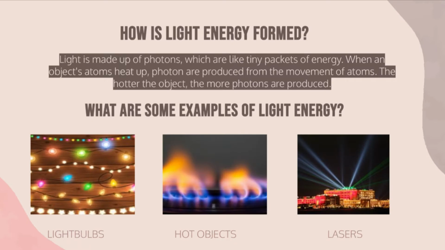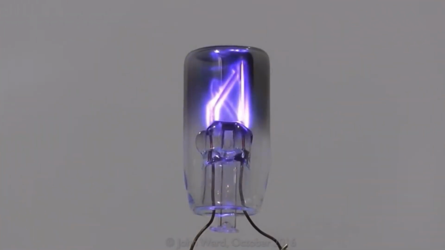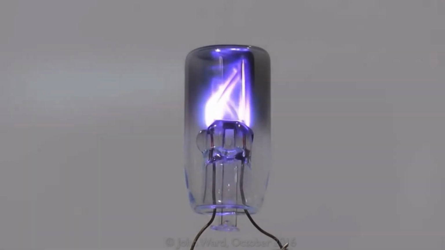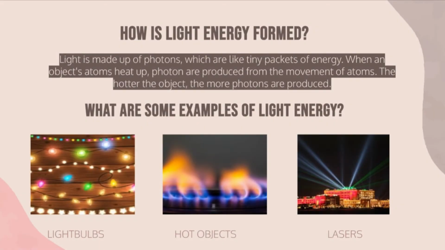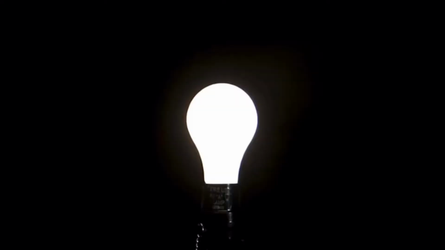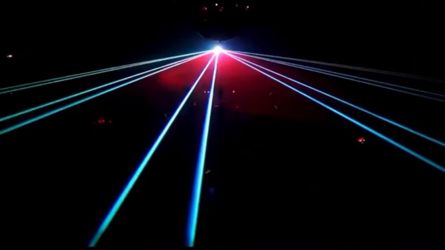Light is made up of photons, which are like tiny packets of energy. When an object's atoms heat up, photons are produced from the movement of atoms. The hotter the object, the more photons are produced. So, what are examples of light energy? It can be light bulbs, hot objects, or even lasers.